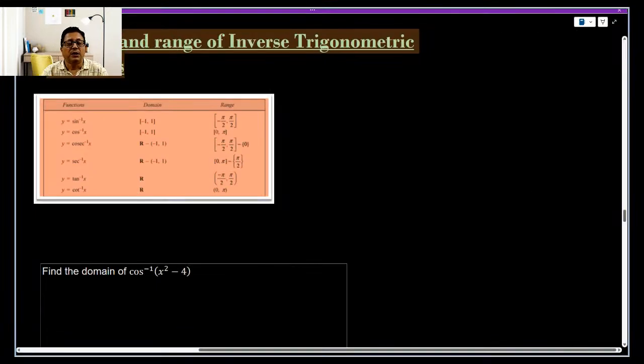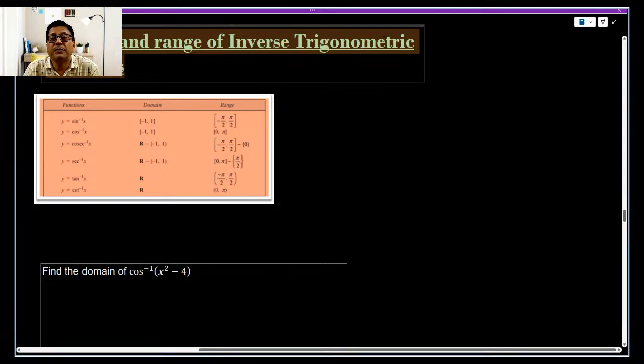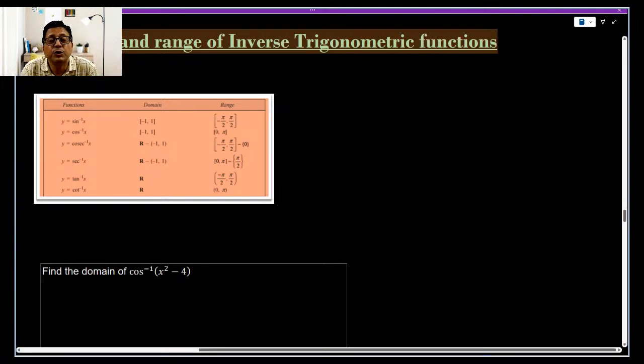Yeah. So the topic we are supposed to start today, better to say revise, because you all are in class 12. You have heard about domain and range of inverse trigonometric functions. Quick revision first before we start anything here. For sine inverse x, domain is -1 to 1, range minus pi by 2 to pi by 2.